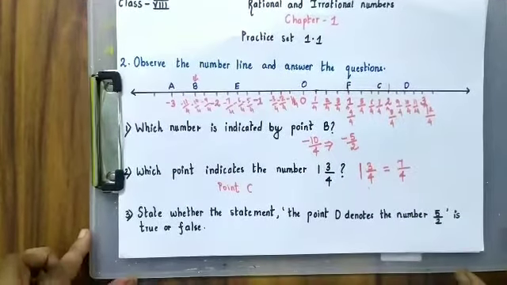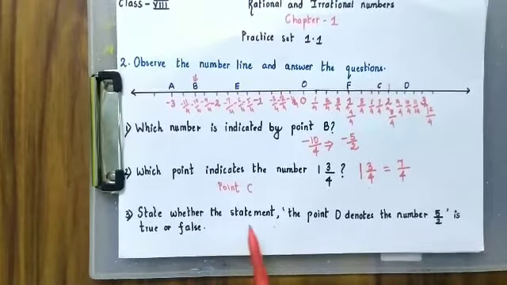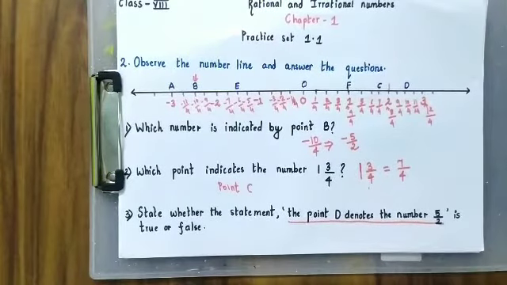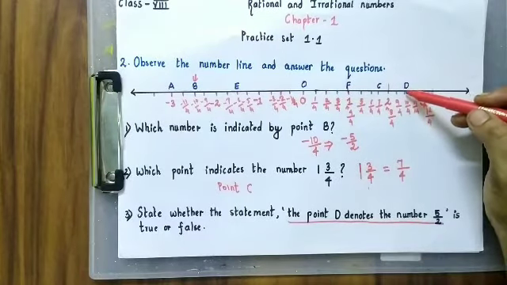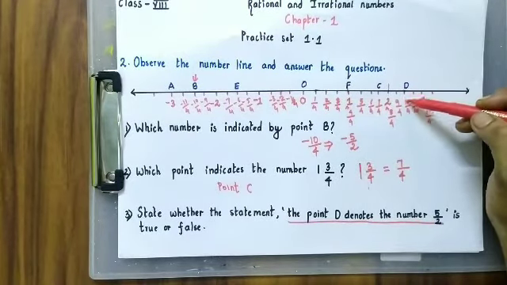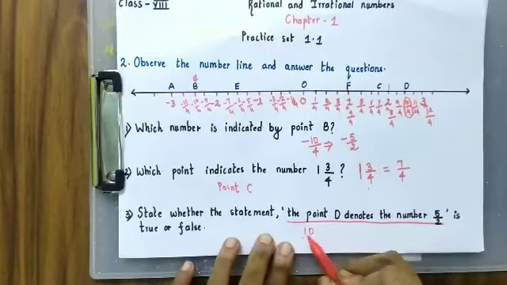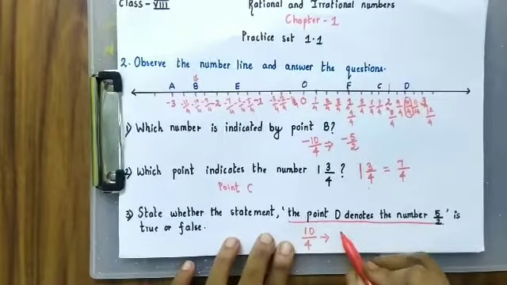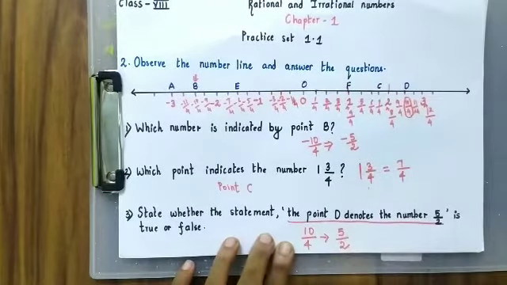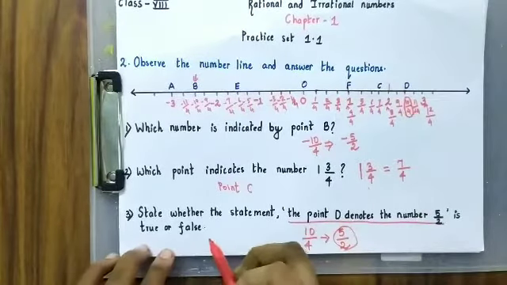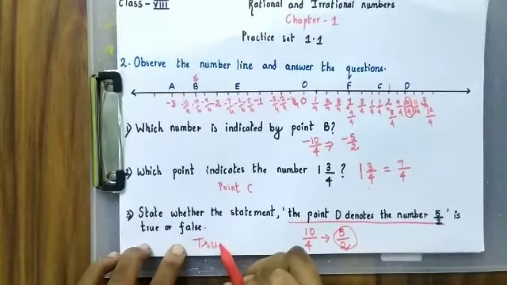Now your third sub question is, state whether the statement 'the point D denotes the number 5 by 2' is true or false. Let's see where the point D is. Yes, the point D is here and the rational number it is denoting is 10 by 4. So 10 by 4 can also be written in simplest form as 5 by 2. And yes, D denotes this number only. So the statement that point D denotes the number 5 by 2 is absolutely true. So you will write the statement is true.